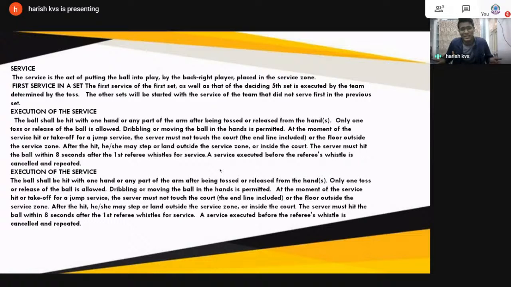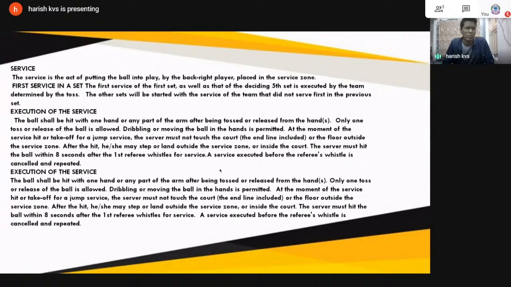We can explain this as simple as that. So the service: if a service is done properly, the game is started officially. So, execution of the service. The ball shall be hit with only one hand or any part of the arm after being tossed and released by the other part of the arm, hand, or with the same hand.